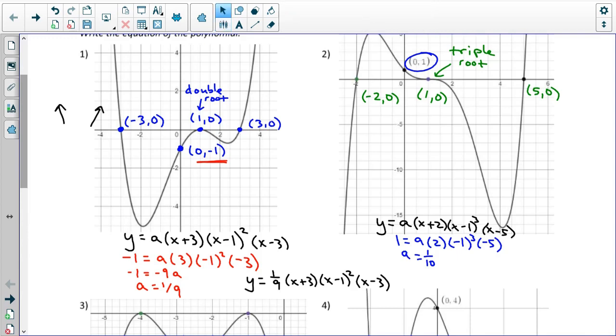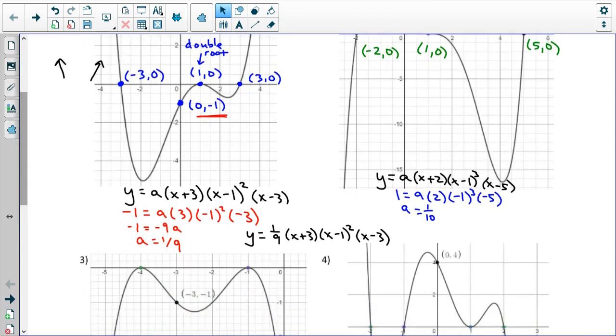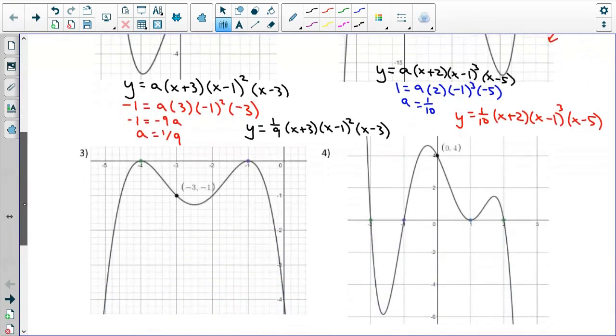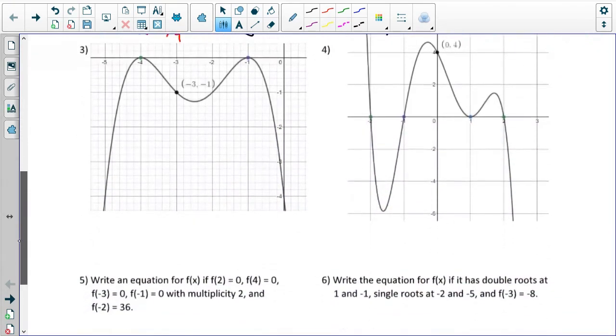So my final answer for number 2 is going to be y equals 1/10 (x + 2)(x - 1) cubed (x - 5). Since this is a fifth degree polynomial and a is positive, that makes sense because on my graph, the end behavior goes down as x approaches negative infinity and up as x approaches positive infinity.